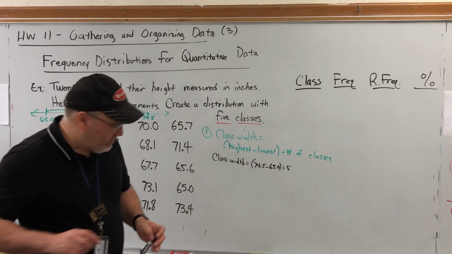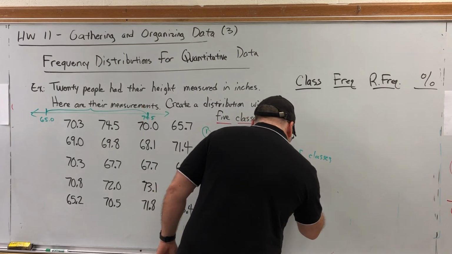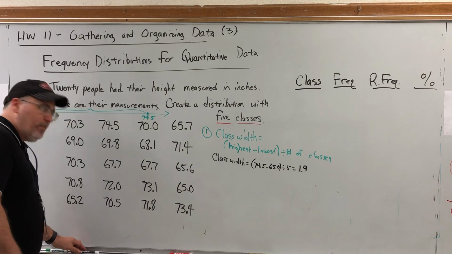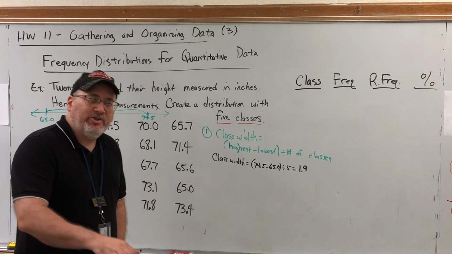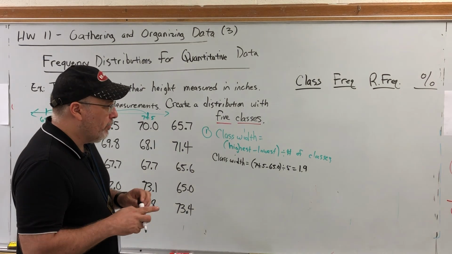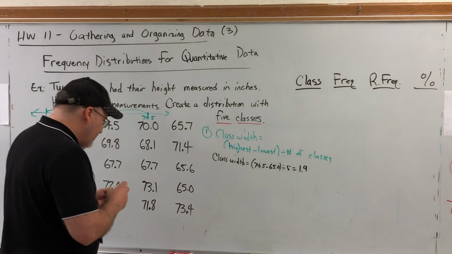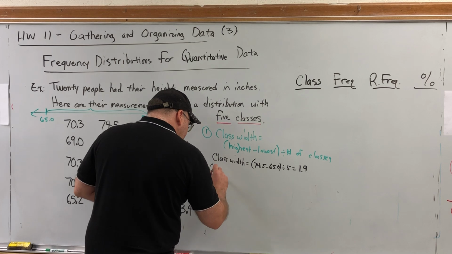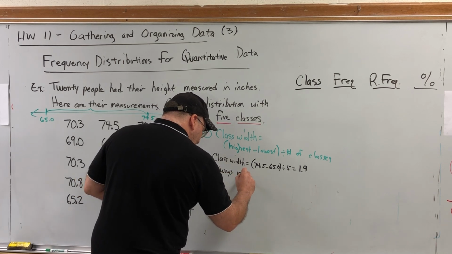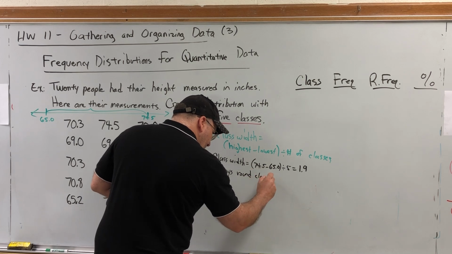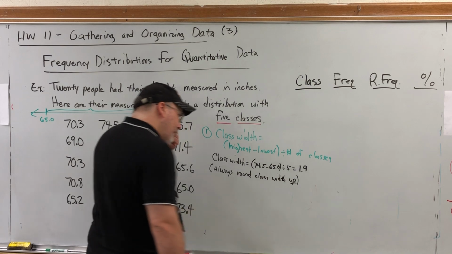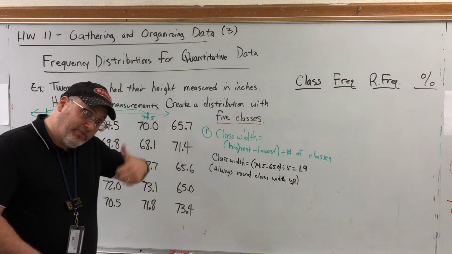All right, so when we do that, we get exactly 1.9. However, we're going to use a rule about class width. We always want it to be a whole number. Now that's 1.9, so you probably think, well, we're going to round it up. And you would be correct. However, it's worth mentioning that you always round class width up. It does not matter what the decimal is. Even if it were 1.1, I would round it up to 2.